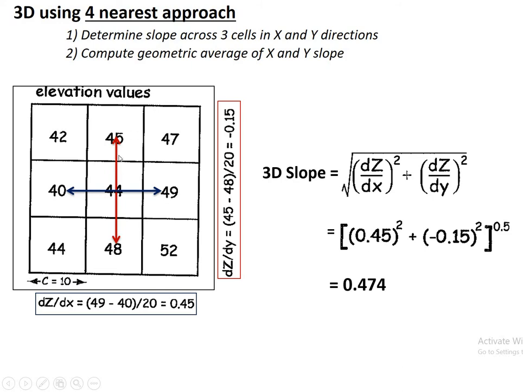So just to show that, the slope in this direction is 45 minus 48, the difference in elevation, divided by 20, the distance. These are 10 meter pixels, so this is a distance of 2 pixels, or 20 meters. The elevation change divided by the distance, rise over run, gives us a slope of minus 0.15. Do the same thing here, get a slope of 0.45, and then to compute the 3D slope, we literally go a squared plus b squared equals c squared. We solve that by taking the square root of a squared plus b squared, and that gives us a 3D slope of 0.474.